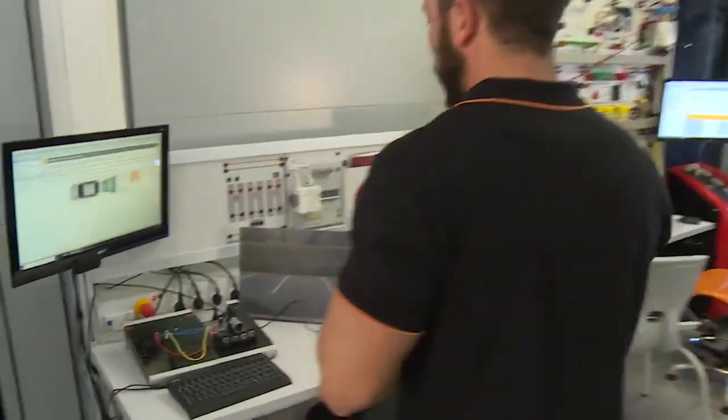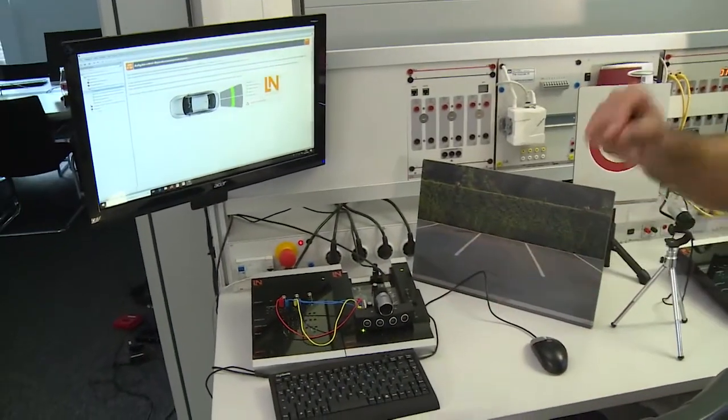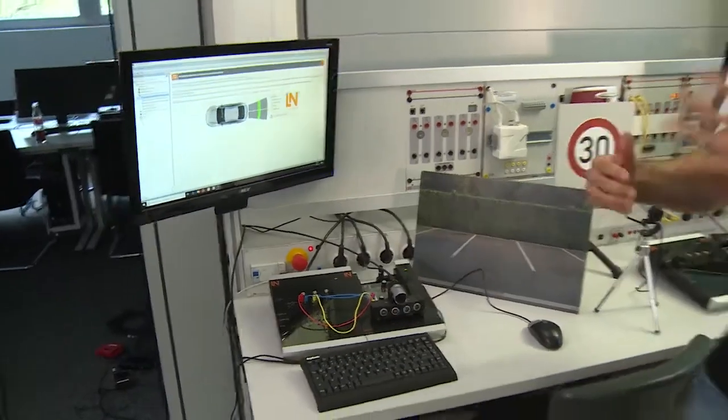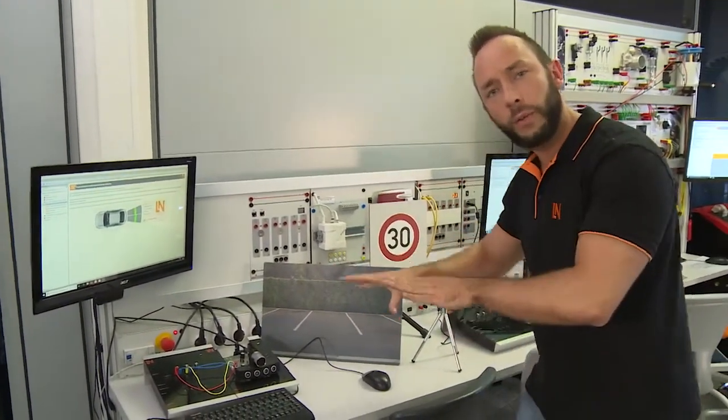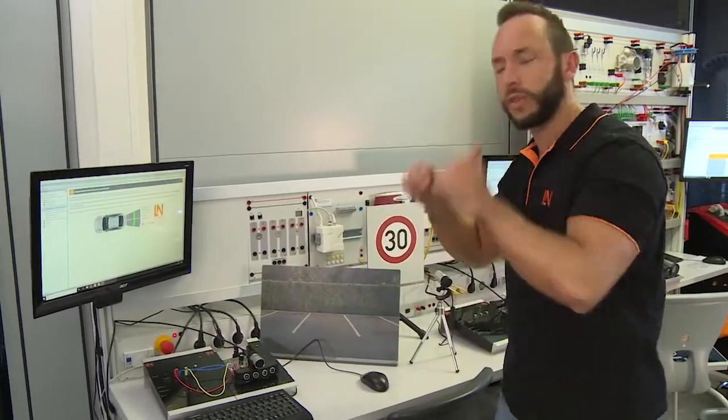Here we are inside the classroom now. Let's have a look at which kind of training systems Lucas Nülle has for driver assistance systems. Let's start over here. What you see here is the rear view assistant. That means it's a mixture of the PDC control and the reverse camera. So there we see how we park in reverse.